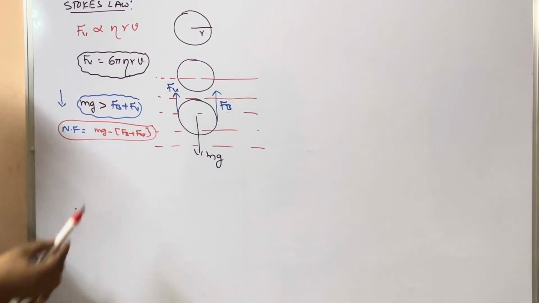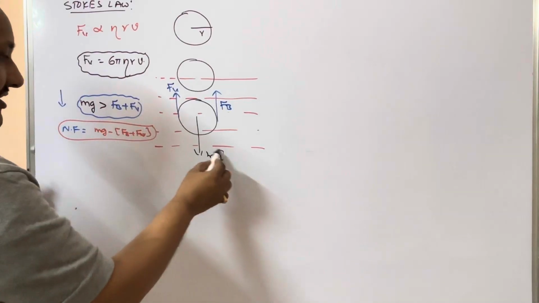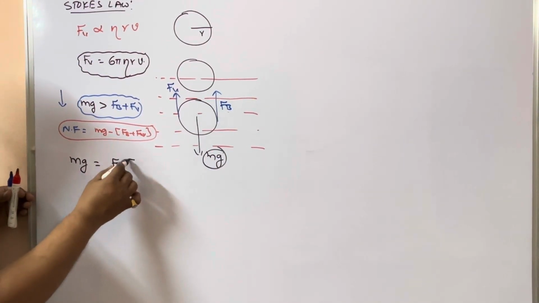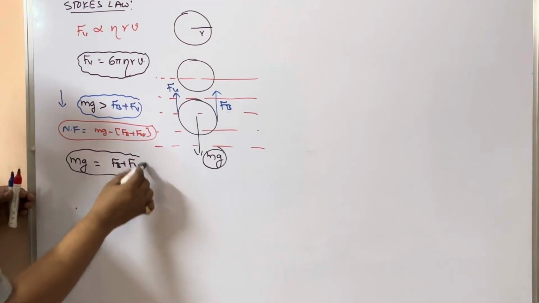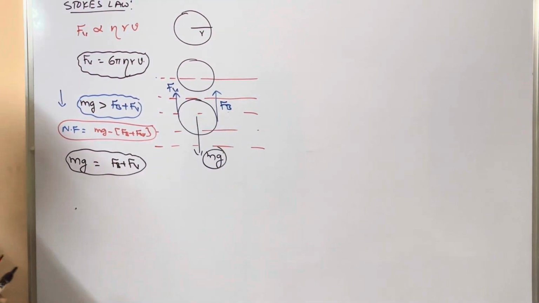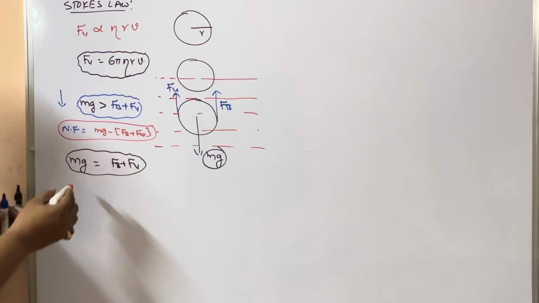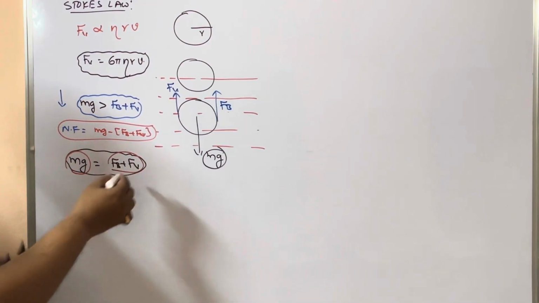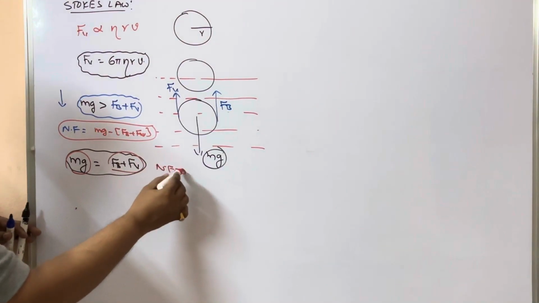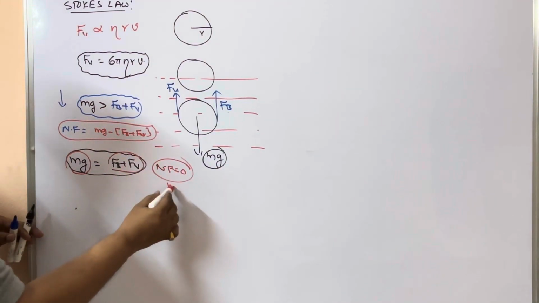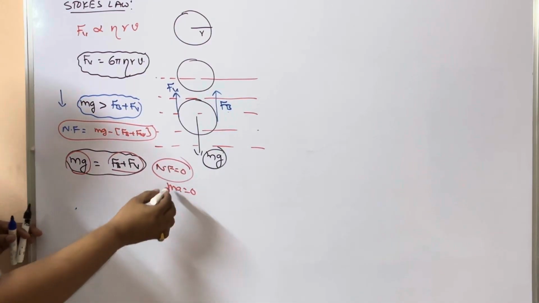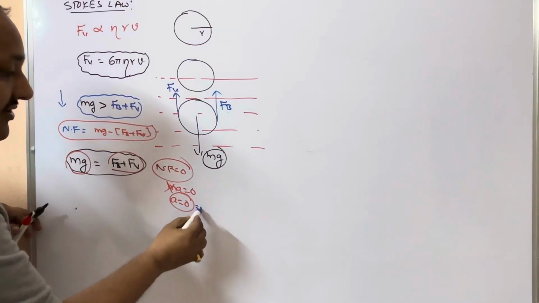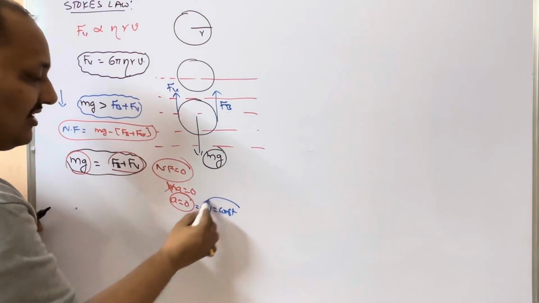But after some amount of time, the weight of the object mg is equal to the downward forces equal to the upward forces, FB plus F. So when the downward force is equal to the sum of upward forces, net force becomes 0. Net force is 0 means ma is 0. Mass cannot be 0, therefore acceleration is 0. If acceleration is 0, velocity is going to be constant.